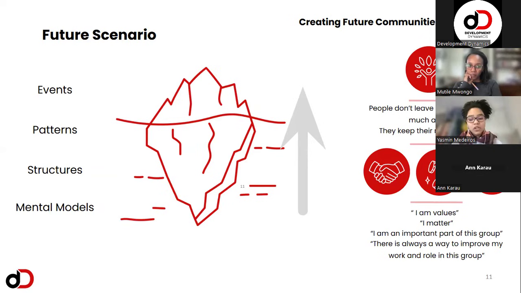Starting with the mental models, we can think that people would like to stay somewhere because they feel valued, they feel they matter, they feel their time and energy is compensated fairly, and they're an important part of this group. These are the narratives we should start with. We shouldn't start with, let's have 50 people in the group, because if the values are not there, they're going to leave in the same way as the other ones, right? So we should start with the mental models. We would like them to say in the future, I am valued. There's always a way to improve my work and my role in this group, and ideas like that.